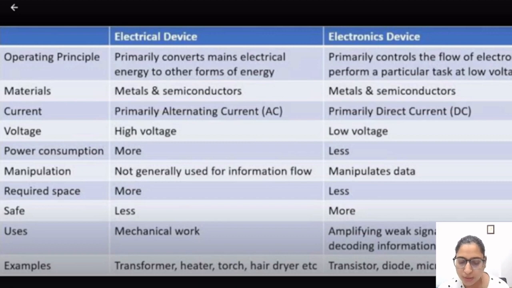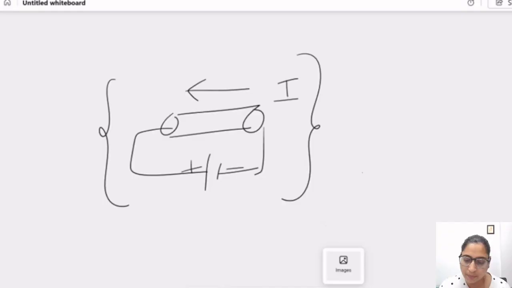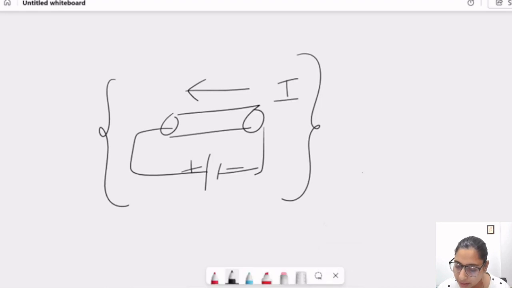If I talk about uses, then electrical devices purely do mechanical work, whereas electronic devices do amplification of signals, coding and decoding related work. Examples of electrical devices are transformer, heater, torch, hair dryer, etc. And electronic devices are transistor, diodes, microprocessors, etc. Now, I hope you understand all these differences in detail. Now, let us discuss another topic.